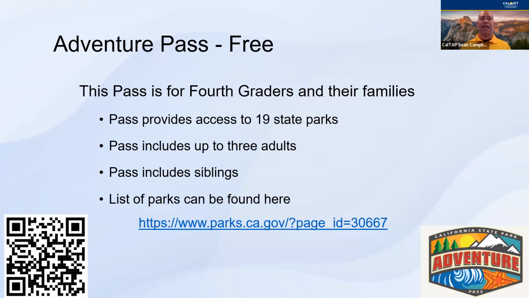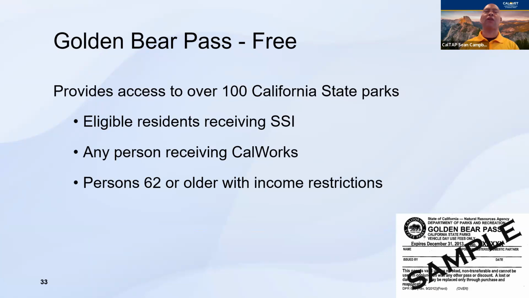And a list of the parks that you can access with that can be found on the link below. Golden Bear provides access to over 100 California state parks. To be eligible for the Golden Bear, you either have to be receiving SSI, CalWORKS, or be over 62 years old with income restrictions. So 100 parks is a lot, and it gives you good variety to visit and enjoy.